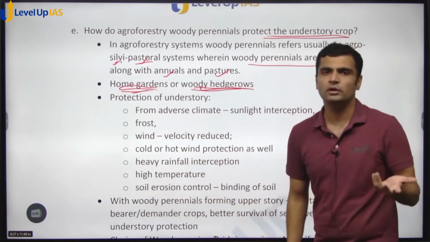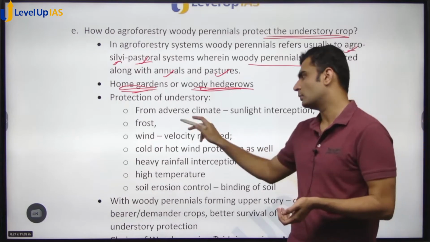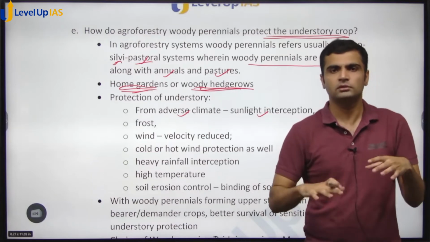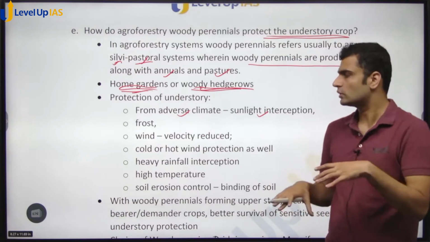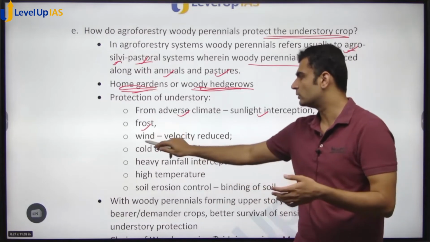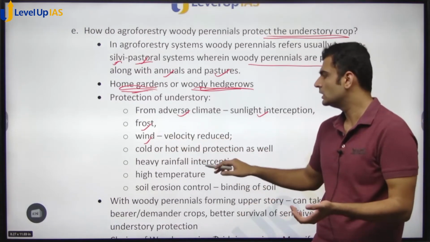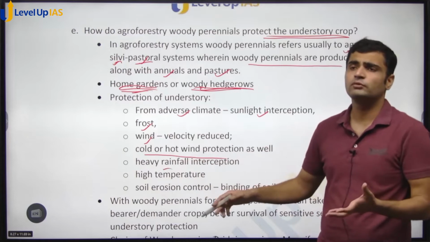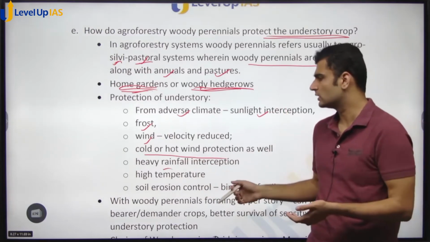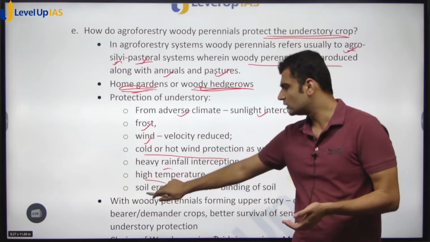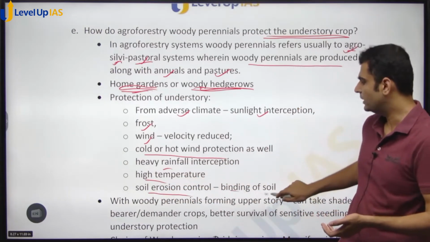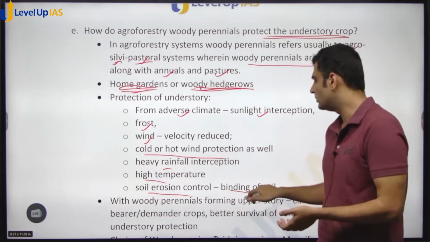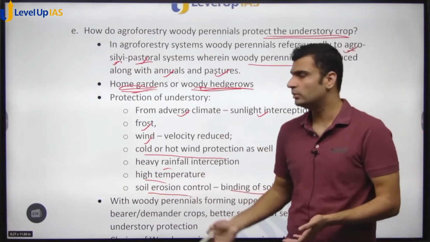So basically, how would they protect from adverse climate? The upper canopy would intercept the sunlight and protect the understory from scorching sunlight or scorching heat. It would protect from frost. It would protect from wind, because they will reduce wind velocity. It will protect from cold and hot winds as well. It would protect from heavy rainfall and cyclones etc. It would protect from high temperature. Soil erosion will be controlled because of binding of soil. This woody overstory will have deeper roots, and so they will bind soil. So in this way, understory would be protected.